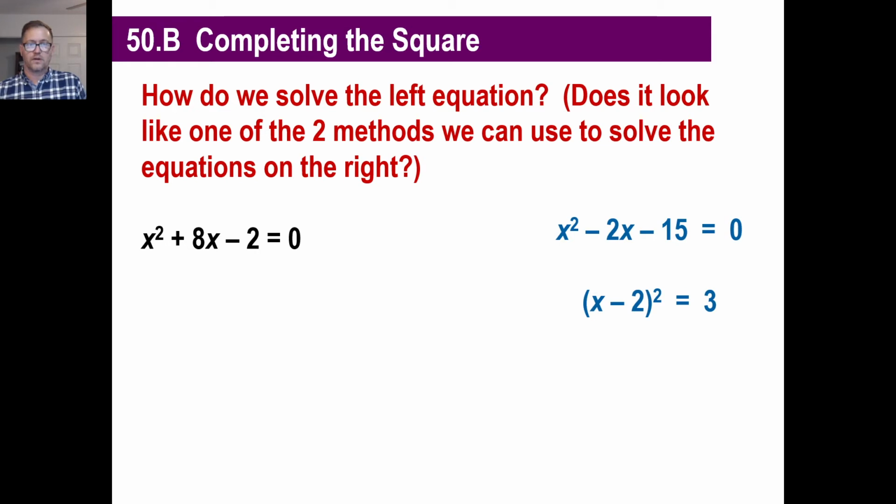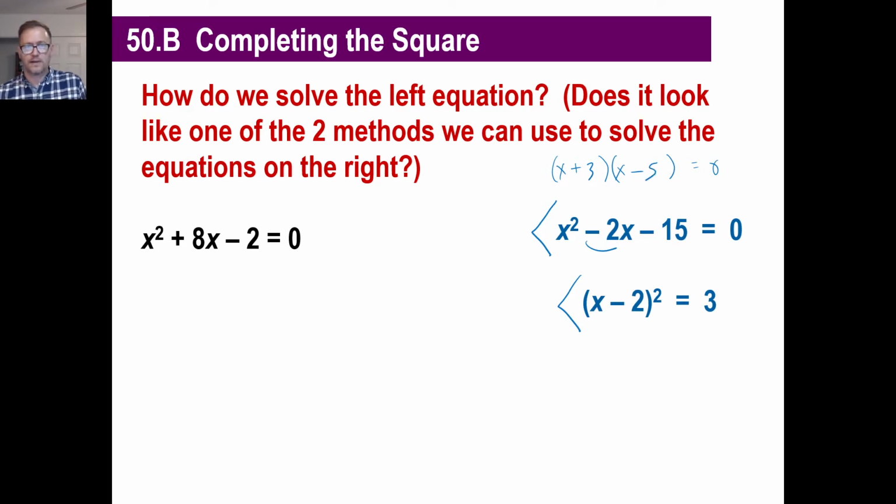In other words, does it look like one of the two methods we can use to solve the equations on the right? Now look on the right. We did one like this, and we did one like this, right? This one, we took the square root, and then we moved the 2 over, done. This one, we went, let's see here, x and x, of course. Minus must be a plus and a minus. Okay, that equals 0. I need two numbers that add up to give me -2, and they multiply to give me -15. So that'll be 3 and -5, and we got it.